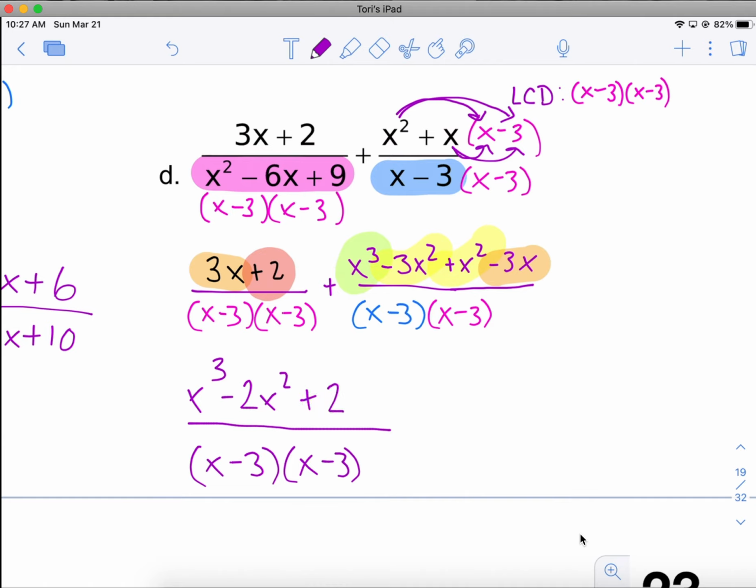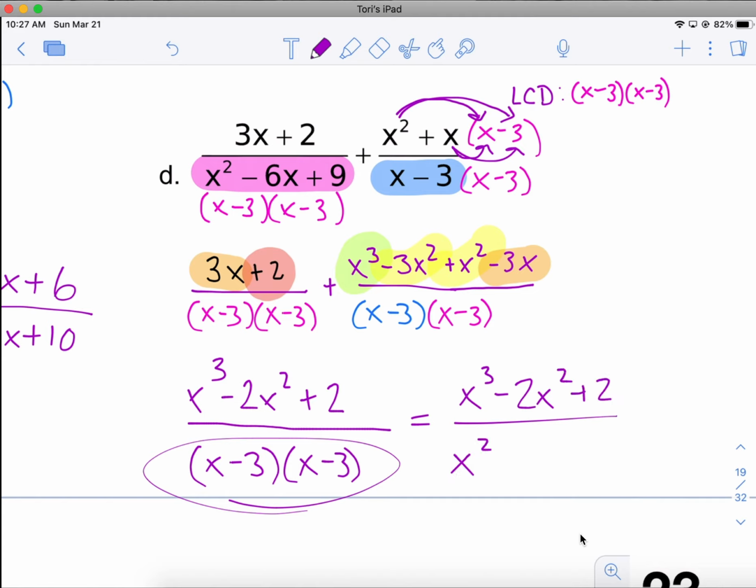All right, looking at this, I am now simplified. The only thing that is not simplified is I probably should have put this back together. So I'm going to write that one more time. X to the third minus 2x squared plus 2. And I'm just going to put it right back to what it started as. X squared minus 6x plus 9. Okay, this is my final answer.